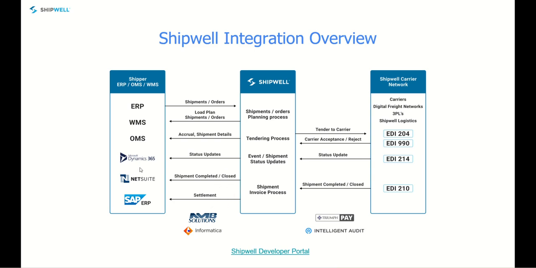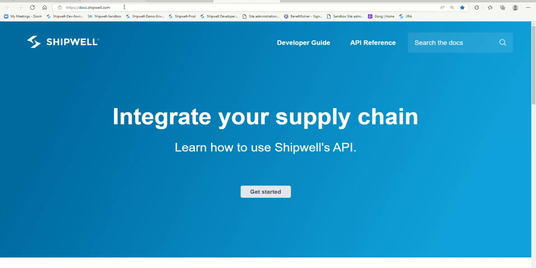We have a plugin for D365 through our partners with NMB. We're also a NetSuite partner. We have integrations with Informatica, with NetSuite scripts that trigger an Informatica process for integration, as well as receiving information back into NetSuite, and then also SAP integration as well. We also partner with TriumphPay from a carrier pay perspective, as well as Intelligent Audit, and all of our API documentation is available at our website at docs.shipwell.com.